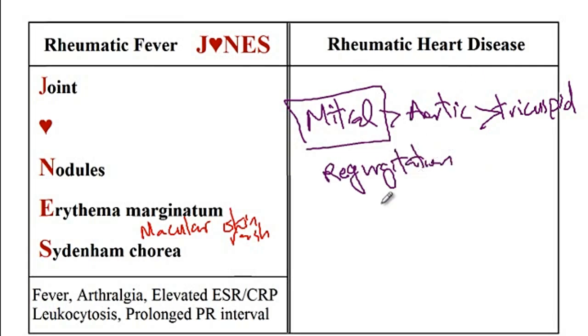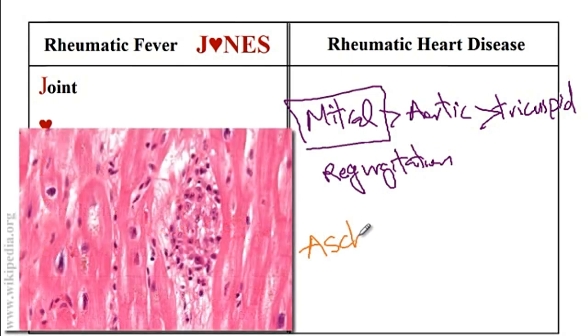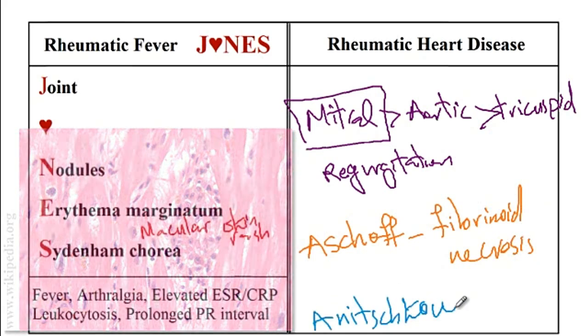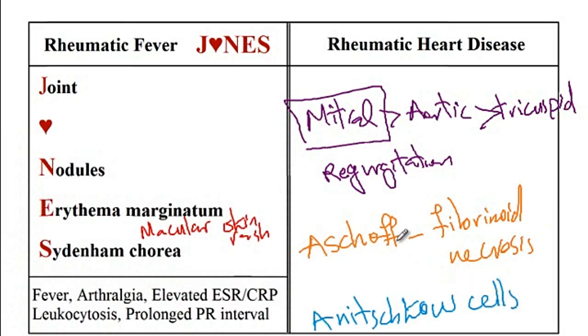Another feature of rheumatic heart disease is the presence of Aschoff bodies, where there is a perivascular fibrinoid necrosis. And this type of necrosis is surrounded by large histiocytes, which are referred to as Anitschkow cells. So Aschoff bodies have fibrinoid necrosis in the perivascular area, and this necrosis is surrounded by large histiocytes known as Anitschkow cells.